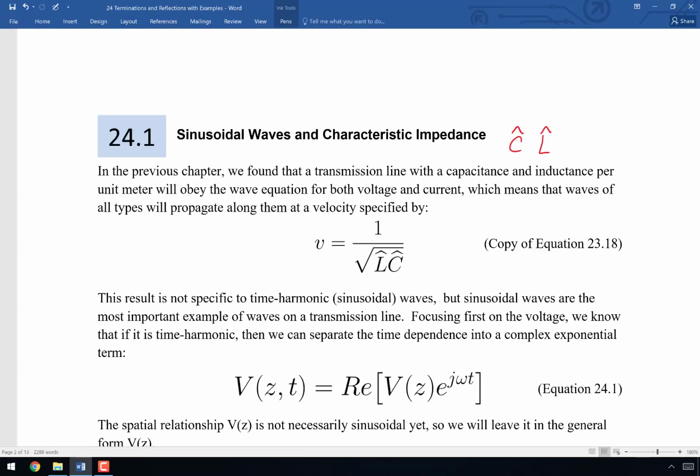One of those things we can measure is the velocity of propagation. We found that any wave will propagate down the transmission line with that characteristic velocity, and it's not just sinusoidal waves. We tend to think that waves are all sinusoidal, but it could be a square wave, it could be a triangular wave, it could be an arbitrary wave of any shape. But sinusoidal waves are our favorites because everything else can be made of sinusoidal waves, and because it's very easy for us to generate sinusoidal waves.